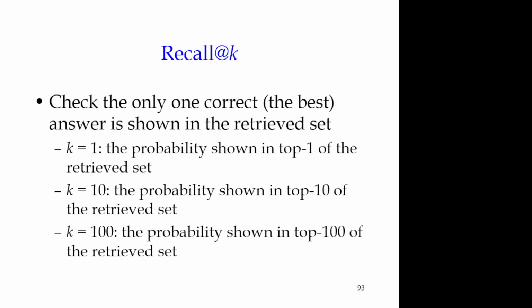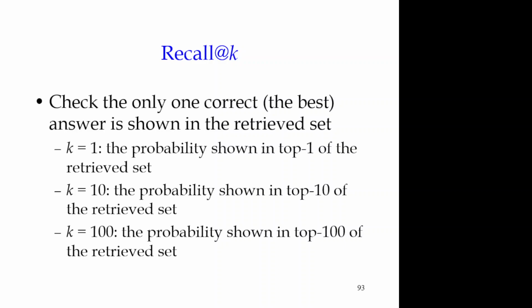Next is recall at K. Recall means we calculate how many relevant results you return to the users. Recall at K is used if there is only one correct answer, and it is also widely used in nearest neighbor search. In nearest neighbor search, you have only one correct answer, the nearest neighbor. So the correct answer should be shown in the retrieval set.